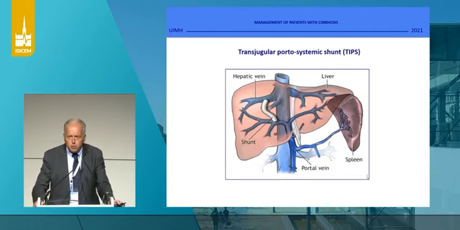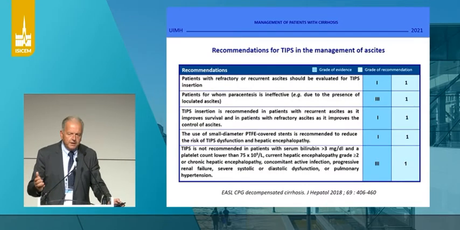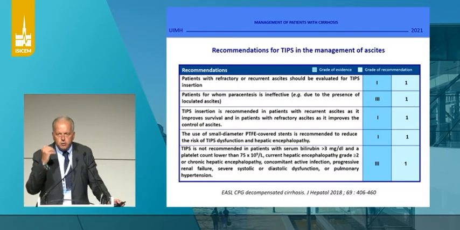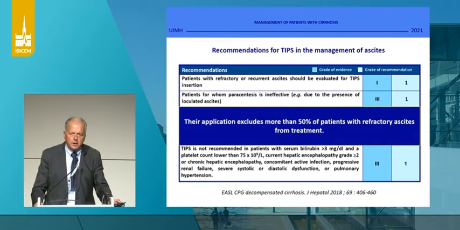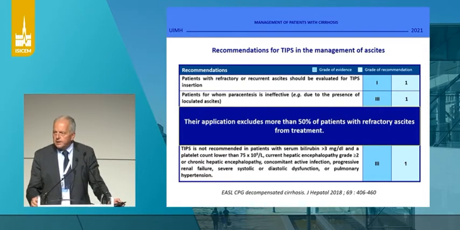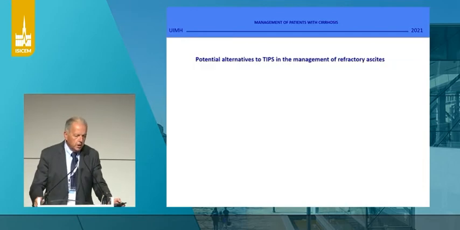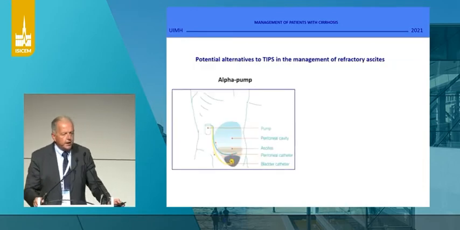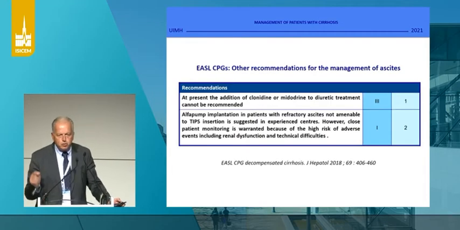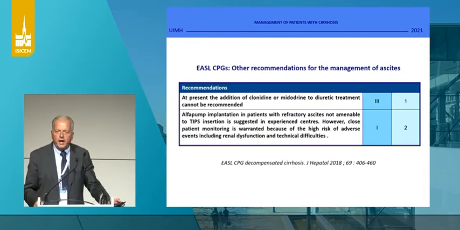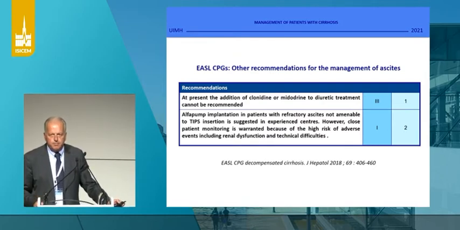But if you consider the contraindications to TIPS, there are several, you can realize that you cannot propose TIPS in more than 50% of your patients with refractory ascites. So the question is, what else can we propose? You know, the alpha pump and the chronic use of vasoconstrictor need to be further proved by controlled clinical trial before being suggested for use in clinical practice.